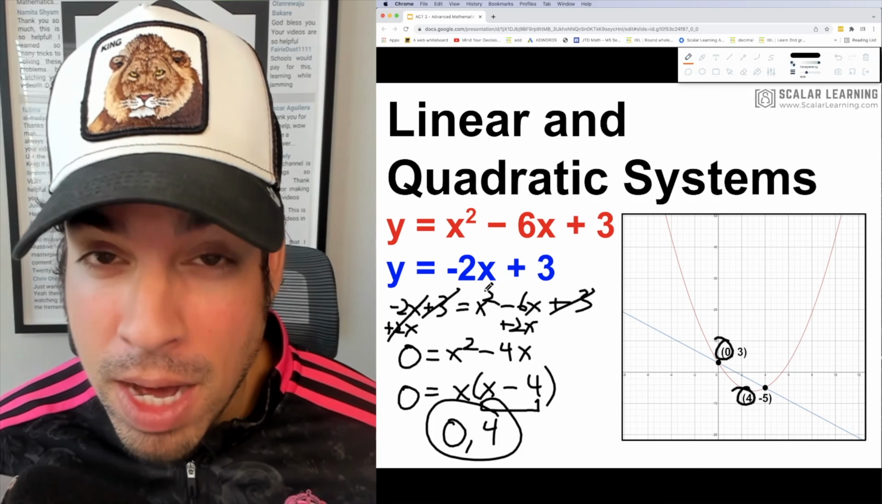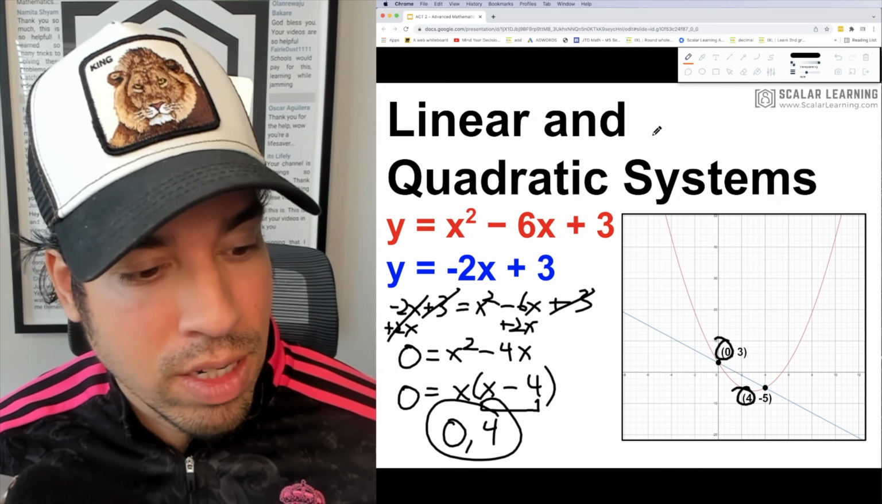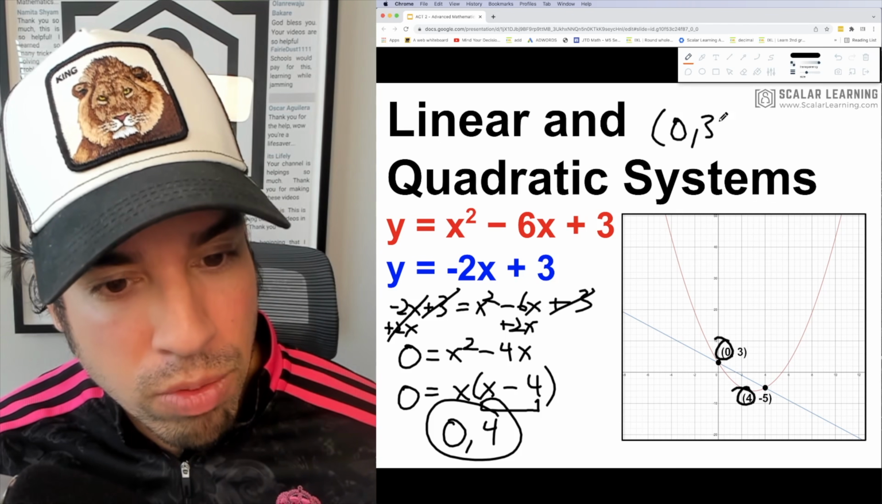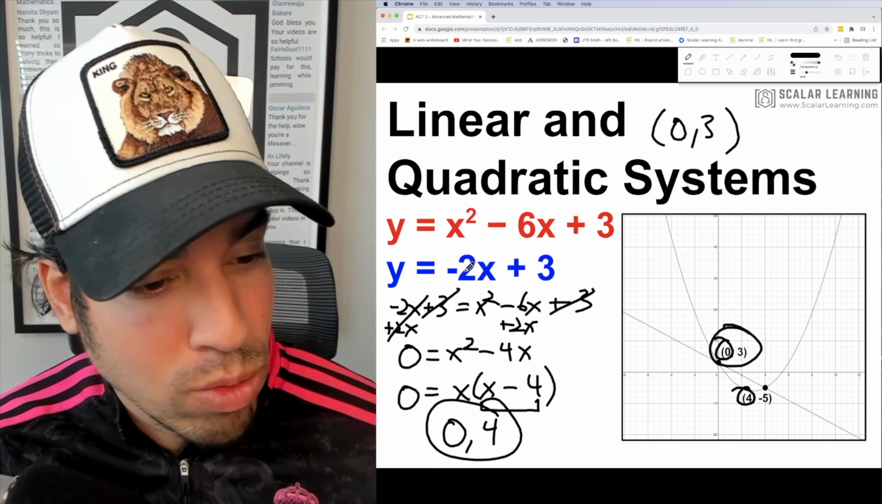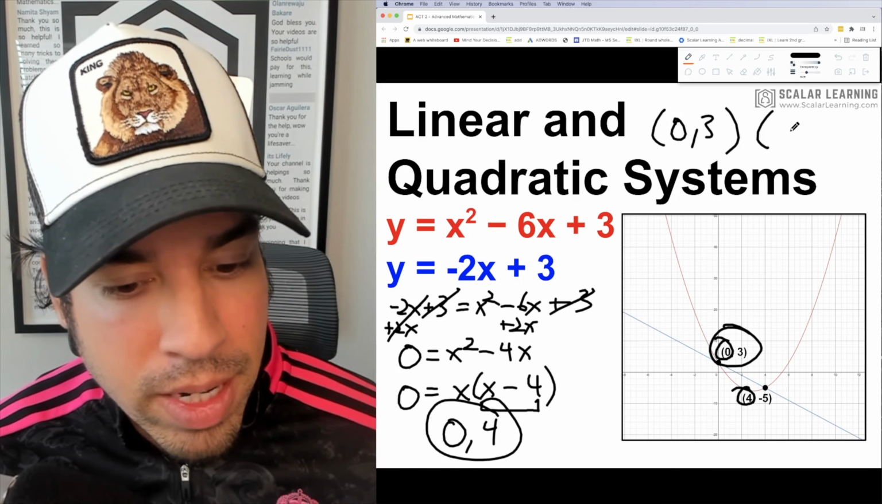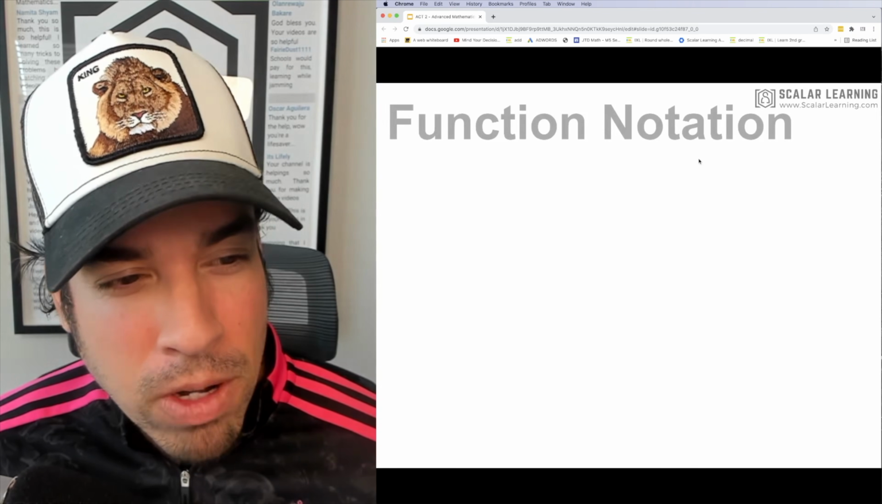Let's plug them into the bottom because it's easier. 0 times negative 2 is 0 plus 3 is 3. So we have 0, 3 as one solution, just like we see here. Plug 4 in. 4 times negative 2 is negative 8 plus 3 is negative 5. Boom, done. Now let's talk about function notation.